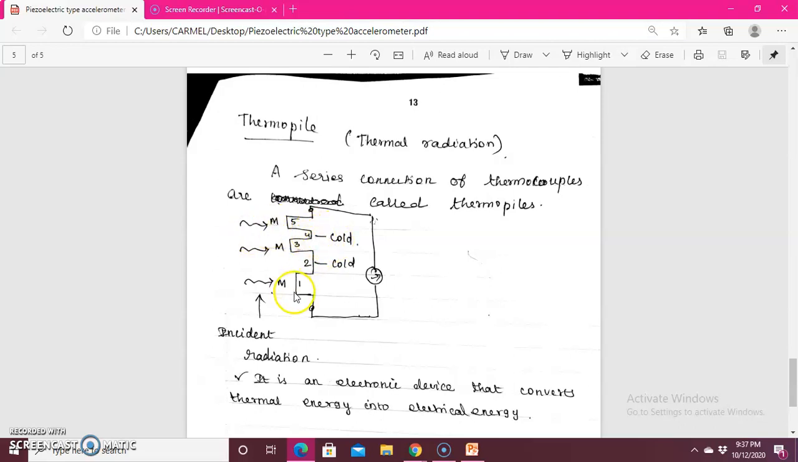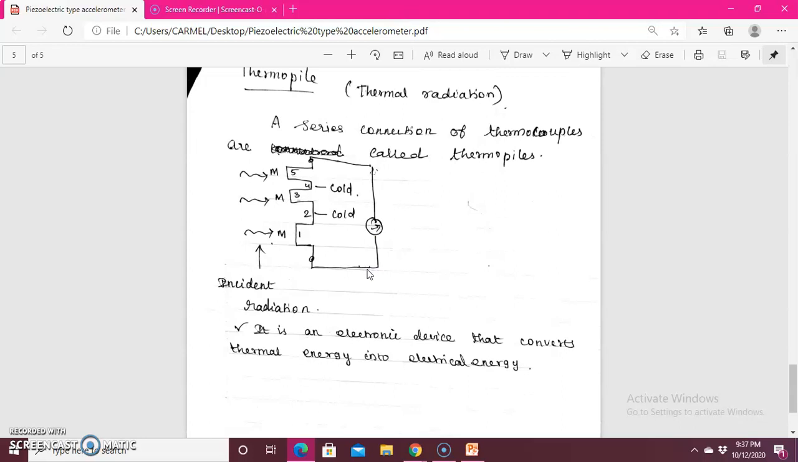So when you are connecting those things, and I am just going to give an incident on radiation, whatever the variation is going to happen across this particular junction, that will create an output voltage. So this particular electronic device, which converts thermal energy into electrical energy, that is what the operation of your thermopile is. So thermopile, which is nothing but a thermal radiation device, it's a series connection of thermocouples, are called thermopile. It is also used for measuring temperature.